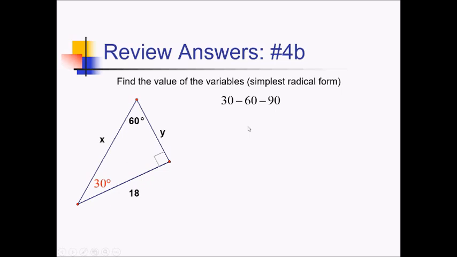Once I see that, I go ahead and write out the ratio for that, the ratio of the sides. So that's always s, s radical 3, and 2s. And I'm going to label the diagram with those different expressions. So the s is always across from the 30 degrees, so that's here on this right side. S radical 3 is always across from 60, so that's going to be down here next to the 18. And then 2s is always across from the right angle, so that's going to be here on the hypotenuse.